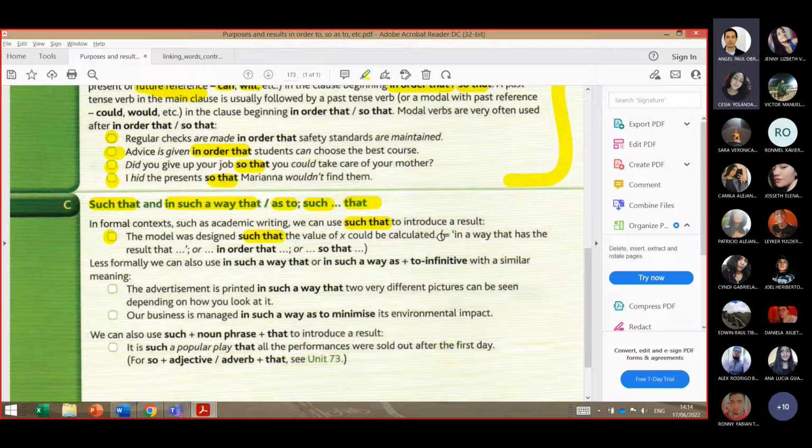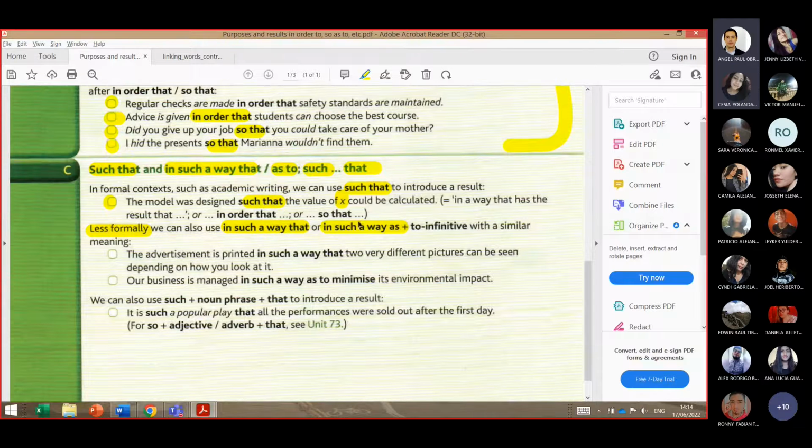Pues miren, esto de aquí, este conjunction, nos está dando el resultado, ¿sí? De algo. En este caso, el valor x podría ser calculado, ¿sí? Nos estamos dando aquí resultados, ¿no? Este such that. Entonces utilizamos esto en general en academic writing, ¿no? Algo más informal sería in such a way that o in such a way as.